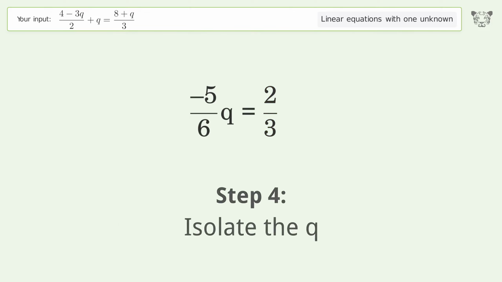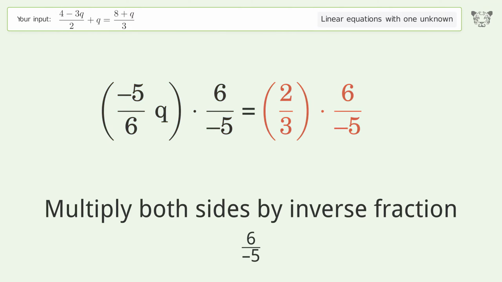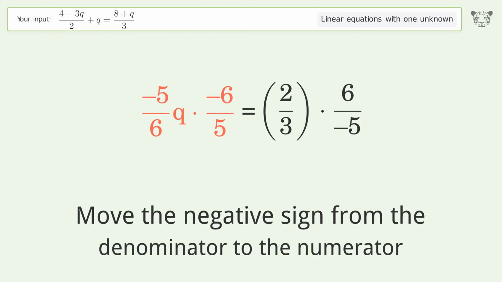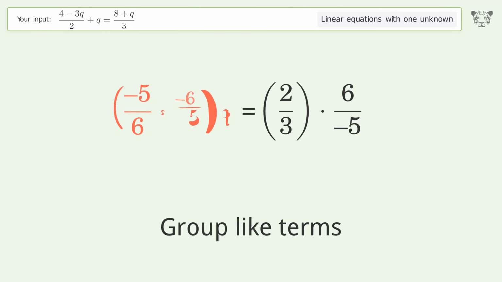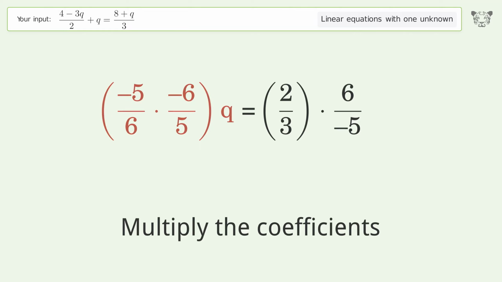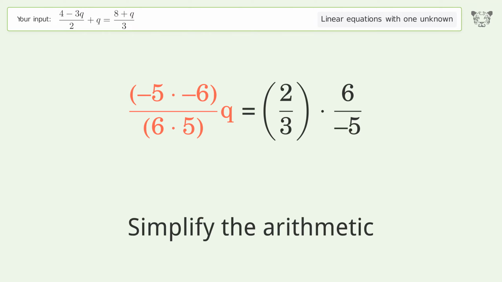Isolate the q. Multiply both sides by inverse fraction 6 over negative 5. Move the negative sign from the denominator to the numerator. Group like terms. Multiply the coefficients. Simplify the arithmetic.